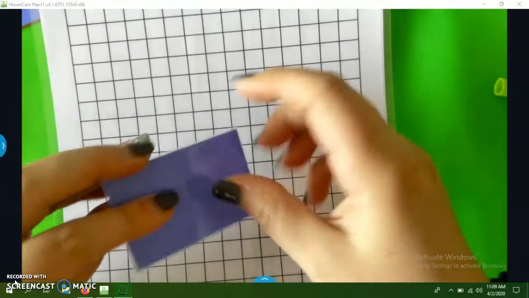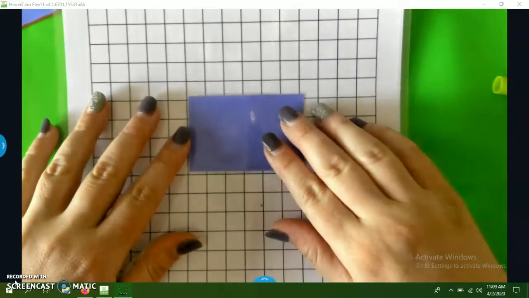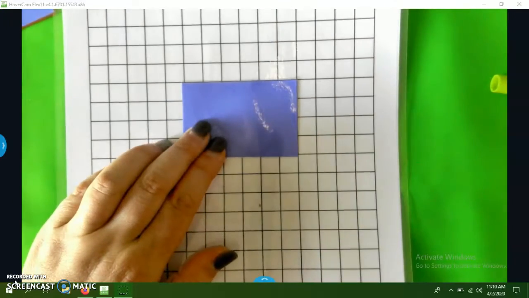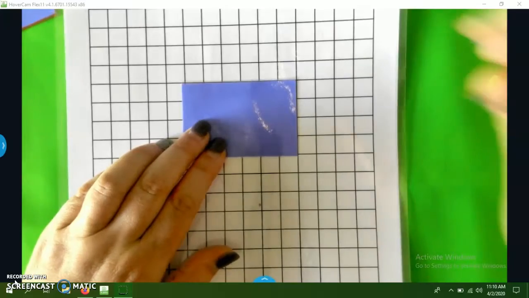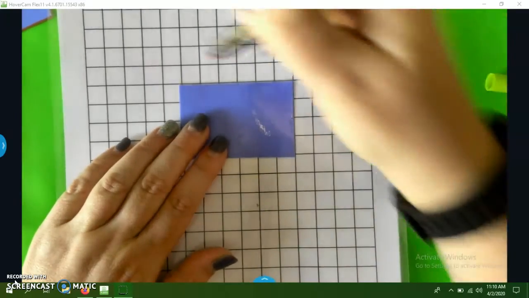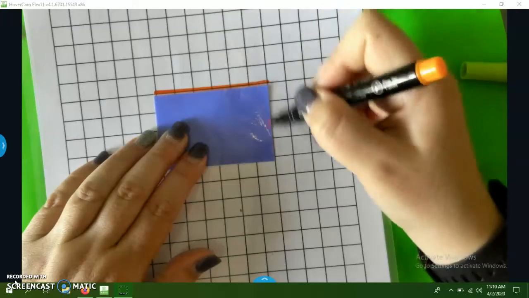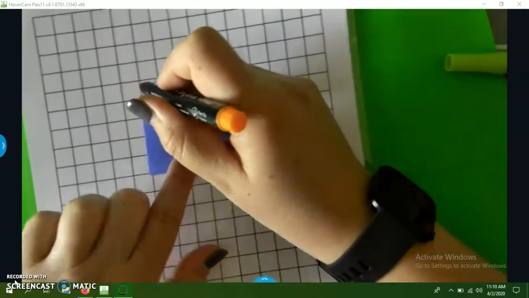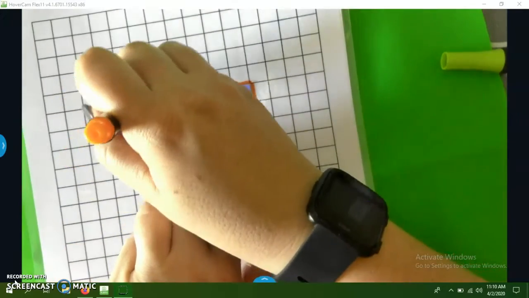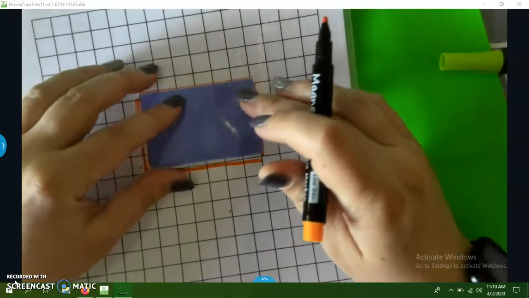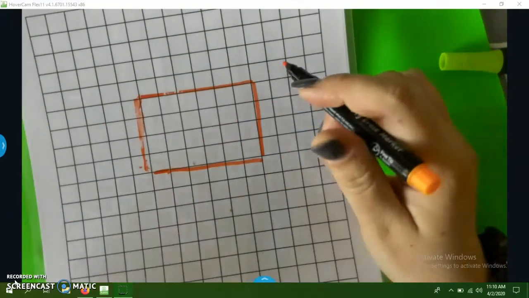Let's look at this shape. Is this a square? No, that's a rectangle. Why is it a rectangle, not a square? Correct. All the sides are not congruent. So, first, I'm going to trace the perimeter of my shape. Perimeter goes all the way around the outside edge.